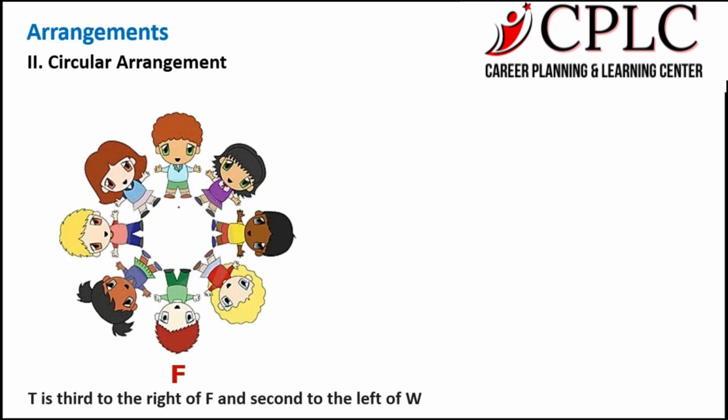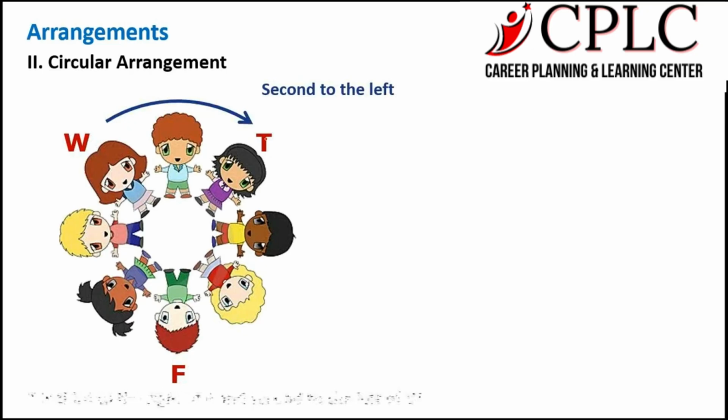So F is facing inside, everybody is facing inside, and we already know that facing inside right is anti-clockwise. So T is third to the right of F. So on the right, 1, 2, and 3, this is where T should be. And there's one more position they have given, second to the left of W. So this is again T's position, and left facing inside, if you remember, left was clockwise direction. So clockwise, so T has to be on the left of W. So W is going.